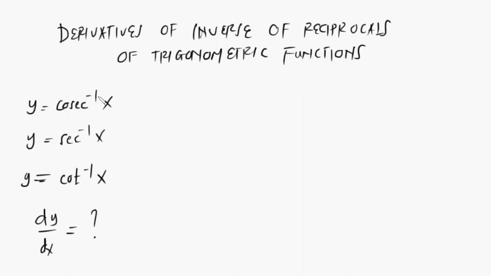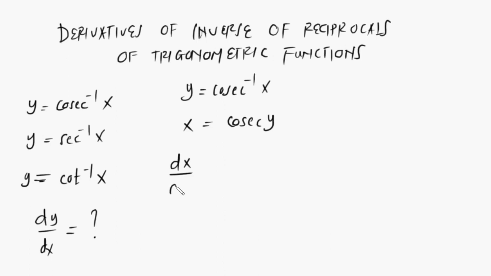But we are looking for the derivative of the inverse. As you can see there, it's y equals cosec inverse of x. So, let's start with this one of cosec. So let's find dy dx. Okay, this is just the same as saying x equals that.